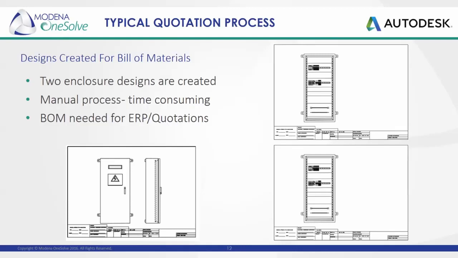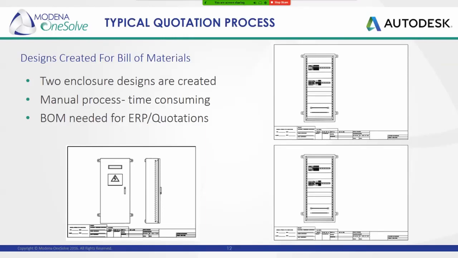At this point, it is key to note that this is a manual process where the designs are either drawn by hand or using a standard CAD application like vanilla AutoCAD. From this information, a bill of materials list is then manually populated and plugged into an ERP system. A quotation is then generated, leading to a purchase order received from the customer.